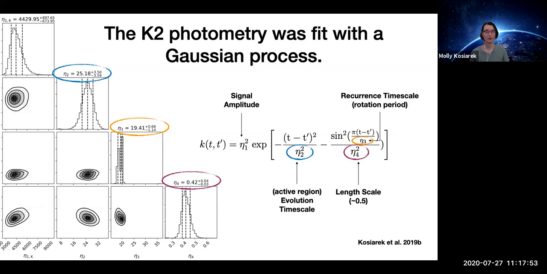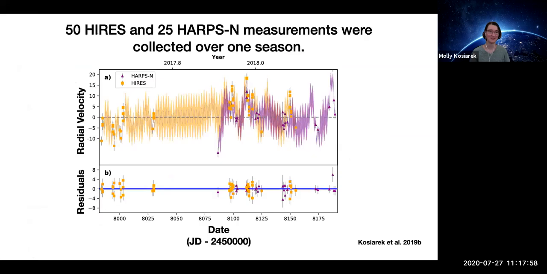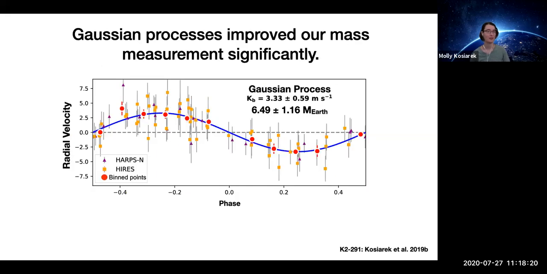Now let's talk about the radial velocity fit where we're using these values, hence the priors. So we collected 75 radial velocity measurements over 1 season with HIRES and HARPS North. The radial velocity fit is that thin blue line, it's kind of behind the colors. The Gaussian process uncertainty space is shown as that colored overlay. And if we phase fold the data over the planet orbital period, you can see a really strong planet radial velocity signal. For this system, the Gaussian process improved our mass measurement significantly.